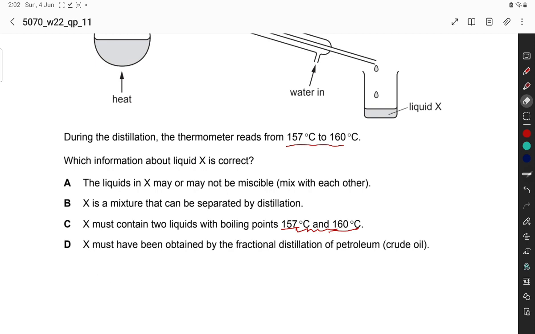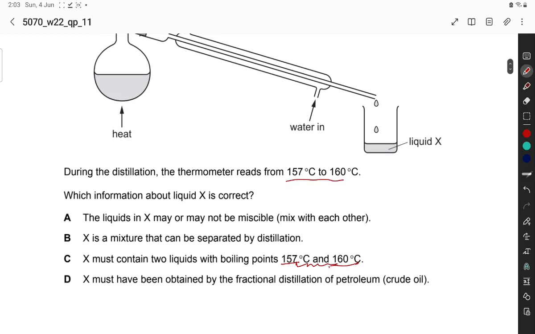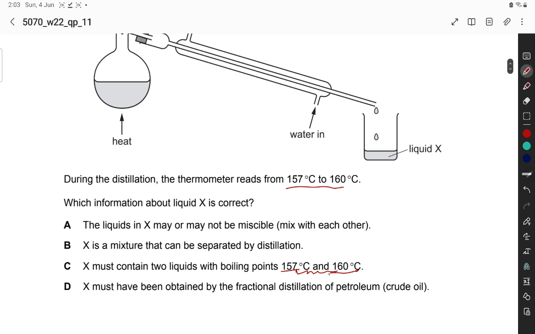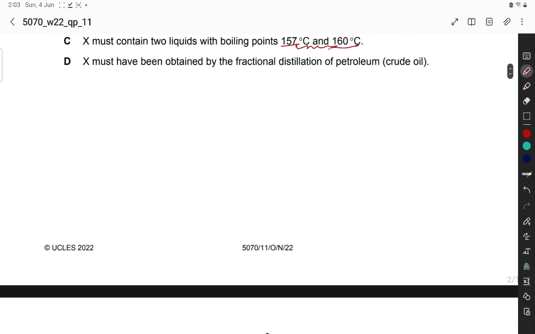X must have been obtained by the fractional distillation of crude oil. But in this, which information about liquid X is correct? We are talking about this liquid, so the liquids in X may or may not be miscible, mix with each other. So this option is correct.